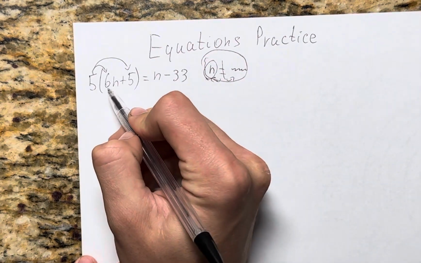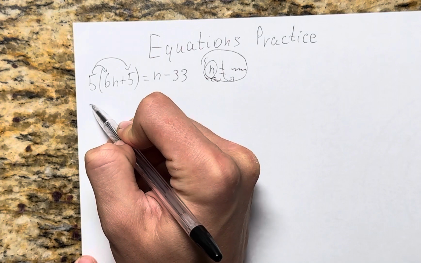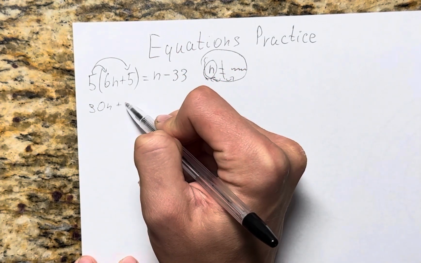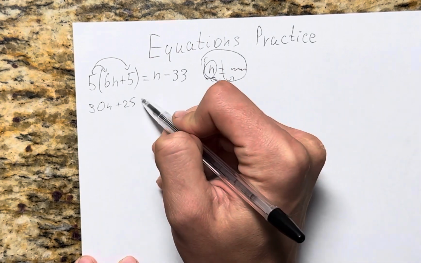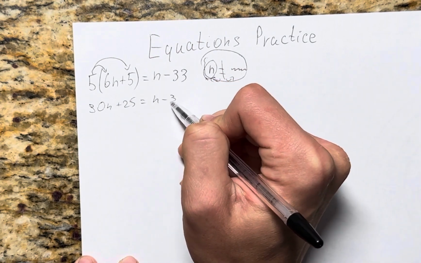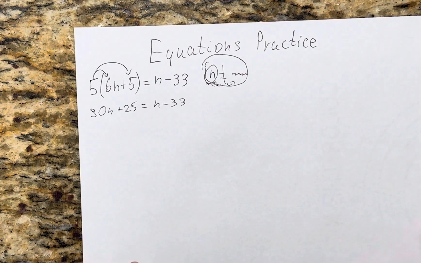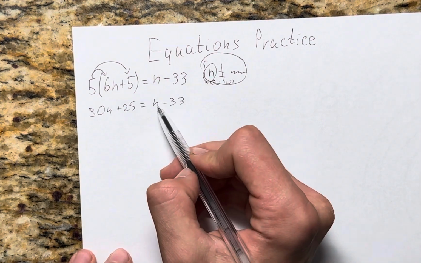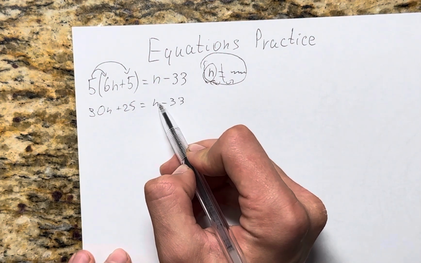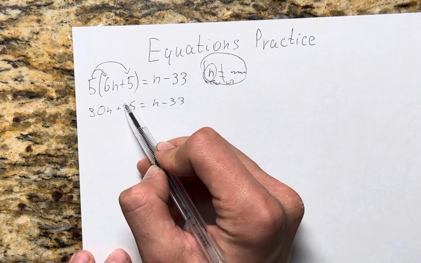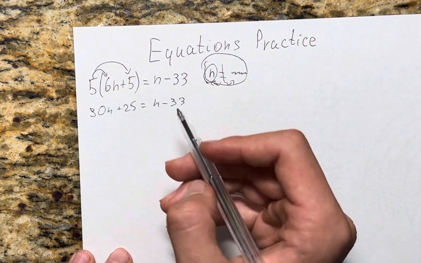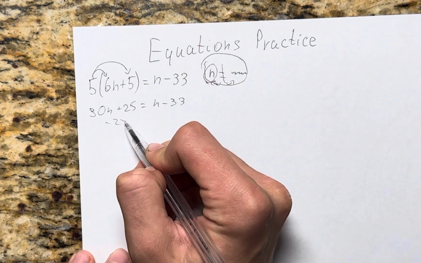So what you'll get is 6n times 5 is 30n, and 5 times 5 is 25, equals n minus 33. Next, we can do two things. We can either move this n here or move this 25 here. What I'll do first, I'll subtract 25 from each side.